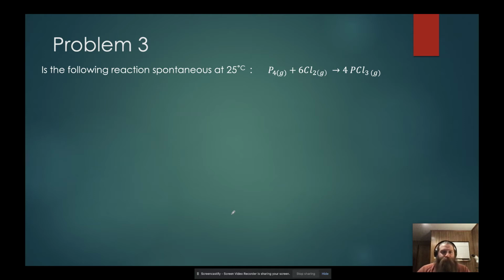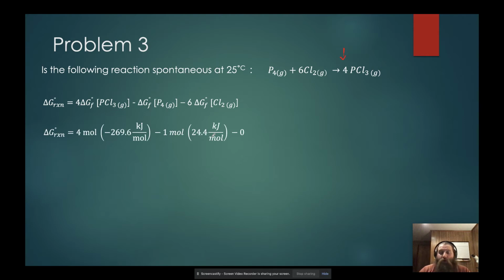All right, let's look at number 3. Is the following reaction spontaneous at 25 Celsius? We have phosphorus reacting with chlorine to make phosphorus trichloride. All right, well, if I'm going to look for spontaneity, I need to look for the delta G of the reaction. And we're going to find delta G by doing 4, which is the product right here, all right, times the delta G of PCl3 minus delta G of P4 and delta G of, sorry, of just Cl2. So 4 moles for the left, 1 mole for the P4 on the right.